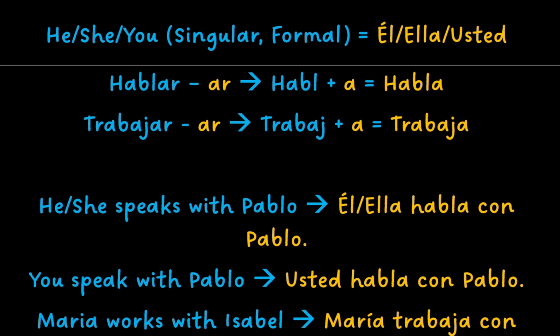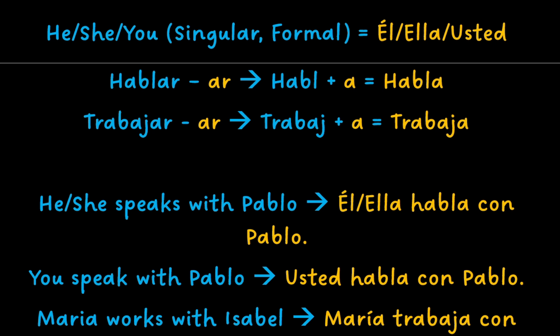He in Spanish is él, she is ella, and you when talking to one person formally is usted. To conjugate these forms, we drop AR and add A. So to say he speaks, she speaks, or you speak, hablar becomes habla, and to say he works, she works, or you work, trabajar becomes trabaja. Because these are conjugated the same way, I'll include pronouns in some of these sentences, just to clarify who's doing the action.